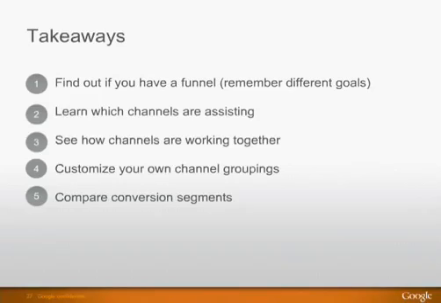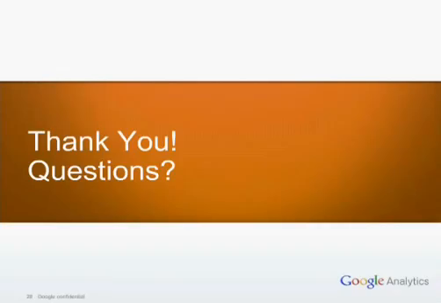Learn which channels are assisting. Use the assisted conversions report and the ratio that I showed to highlight those channels. See how channels are working together using the top paths report. Use the channel groupings tool to create groups that are meaningful to you based on your marketing mix. And then finally, take advantage of the conversion segments tool to zero in on those particular characteristics of the visitors that you care about to understand how they're learning about your products and learning about your brand.